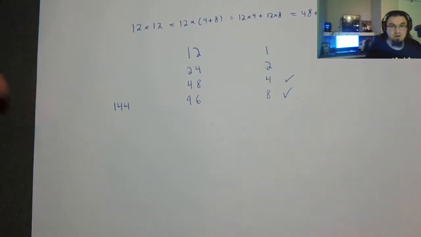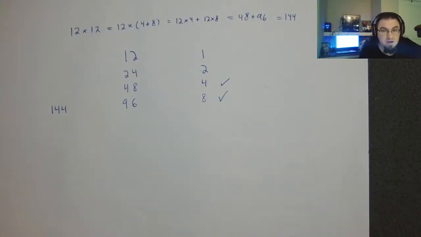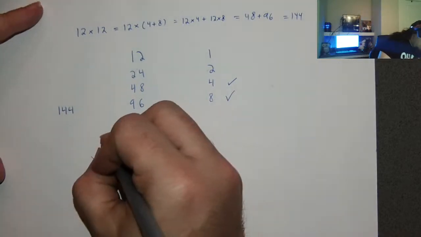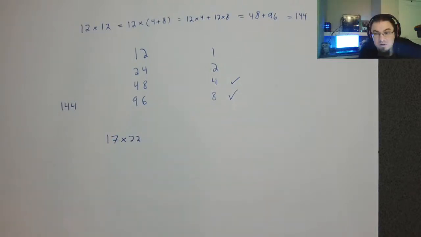And so what entries are getting checked here, right? So what entries are getting checked are the entries that sum to 12. Right? Now, could you do this for any pair of numbers you're multiplying? Does this always work? What if I did, let's do 17 times 22, right? Like 17 times 22. How might I do 17 times 22?